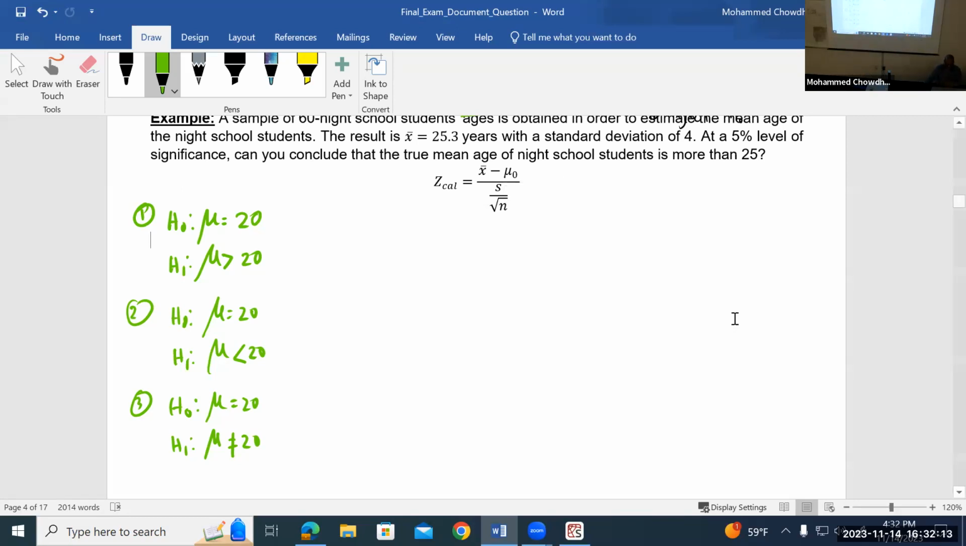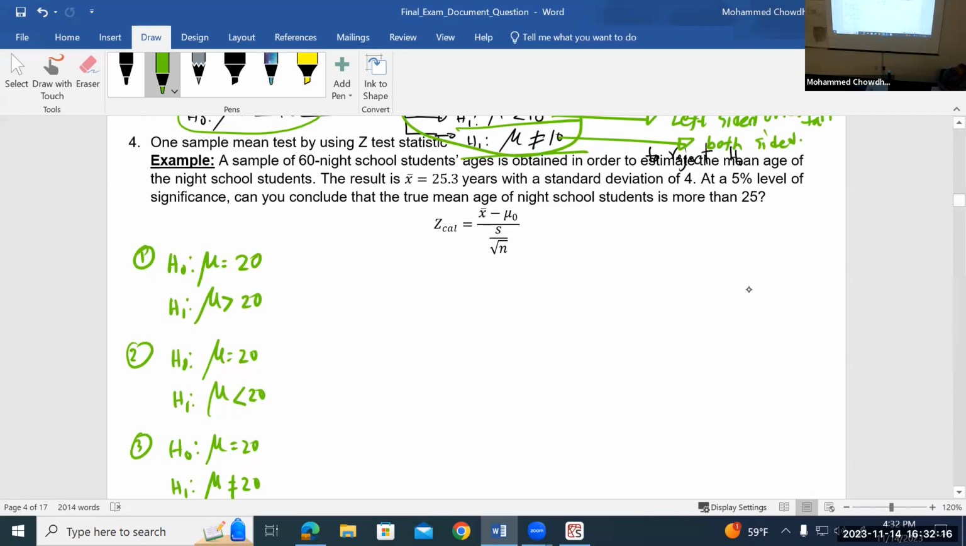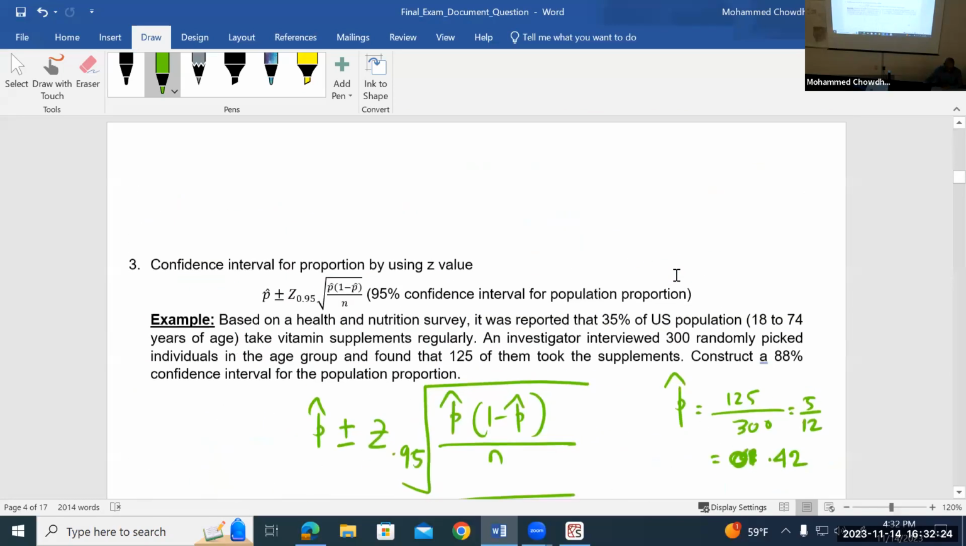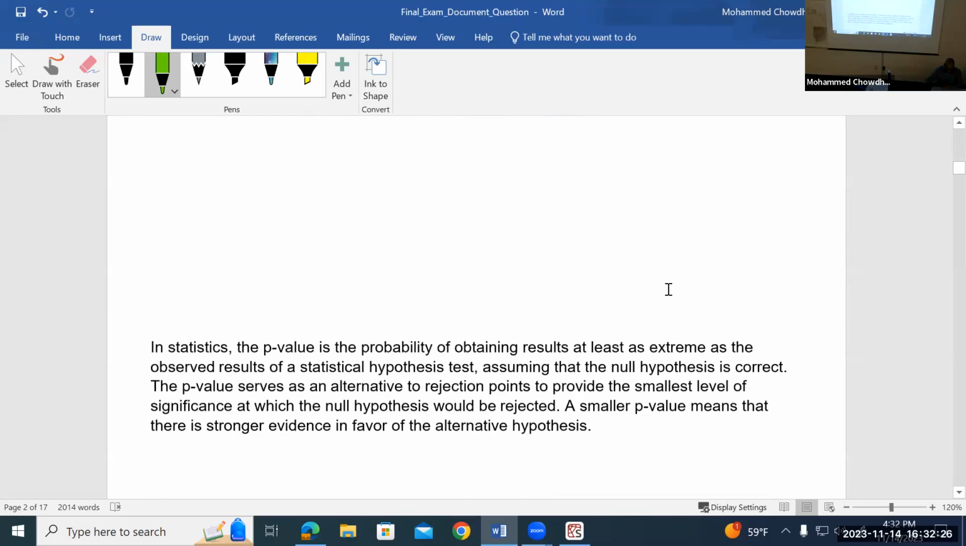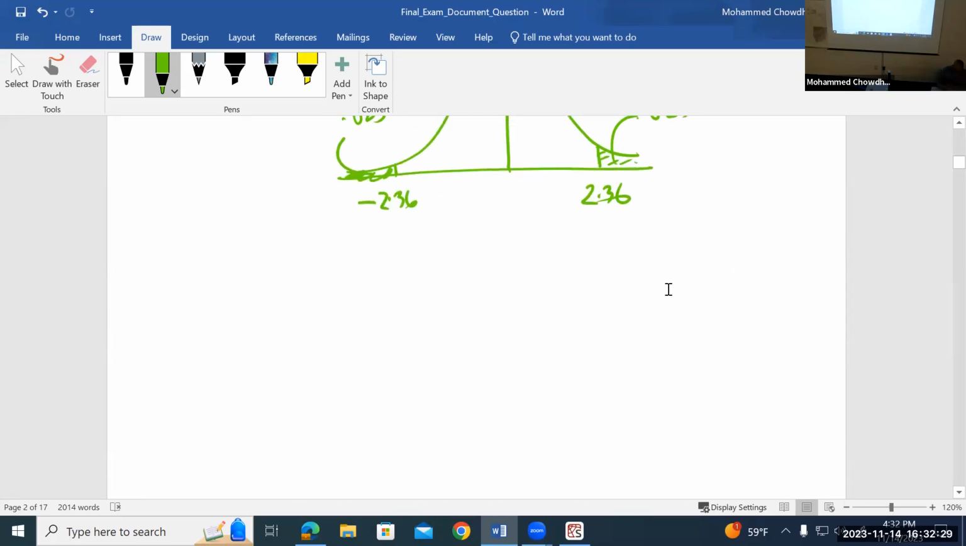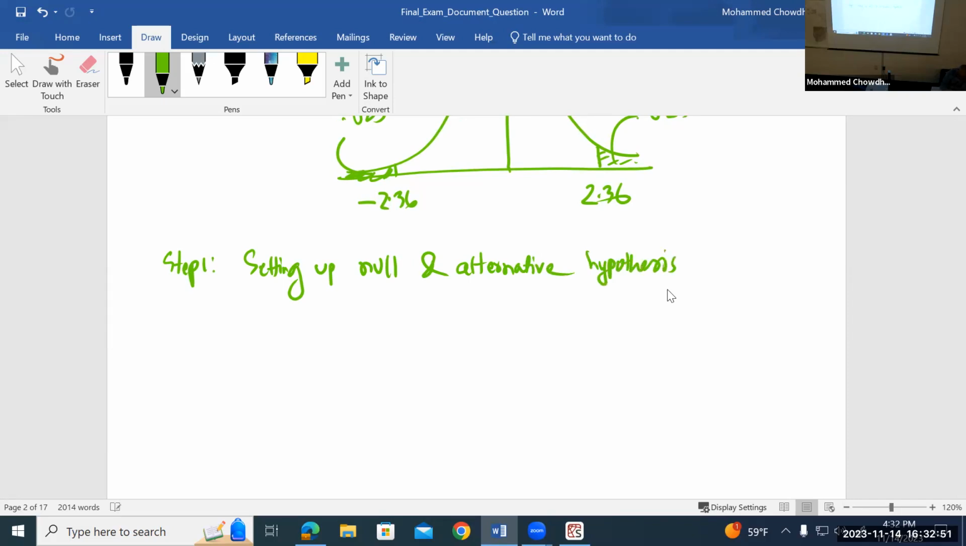A test of hypothesis has 4 steps. Let me write it in here. Step one, setting up null and alternative hypothesis by reading the question.